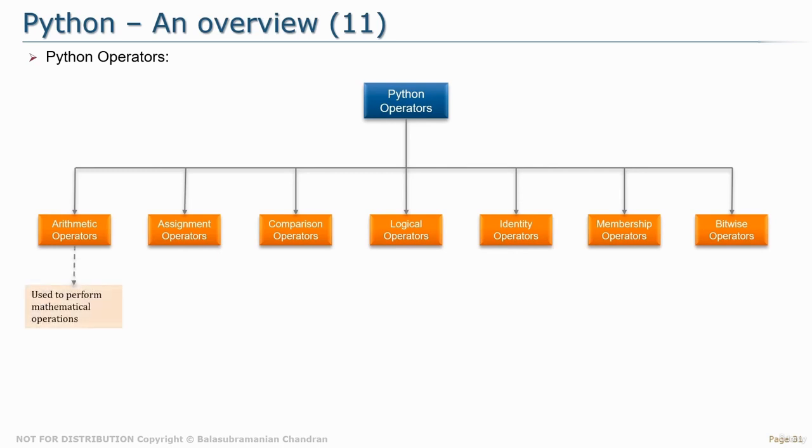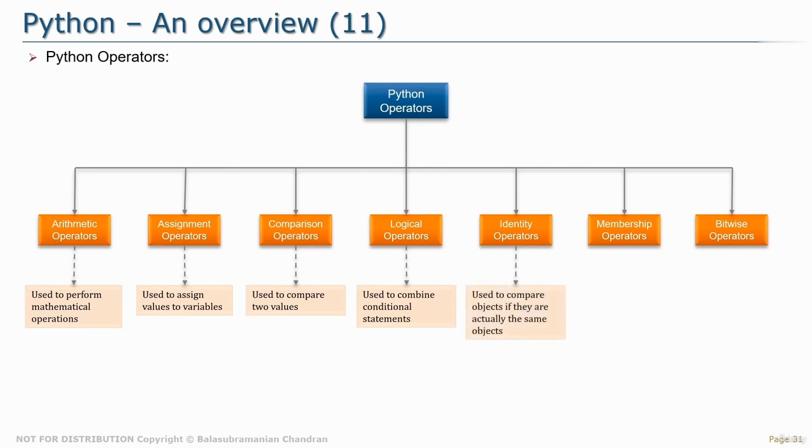Arithmetic operators are used to perform mathematical operations. Assignment operators are used to assign values to variables. Comparison operators are used to compare two values. Logical operators are used to combine conditional statements. Identity operators are used to compare objects if they are actually the same objects. Membership operators are used to test if a sequence is present in an object. Bitwise operators are used to compare binary numbers.